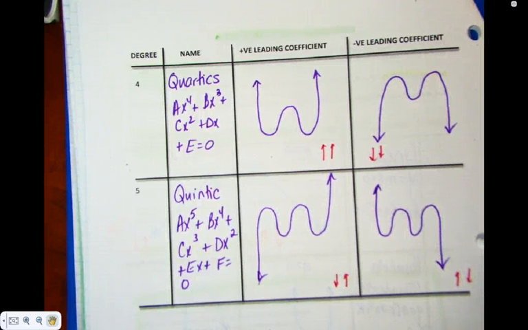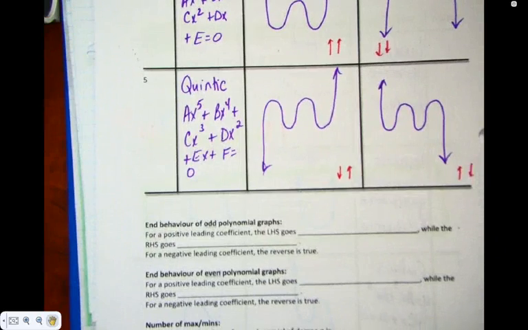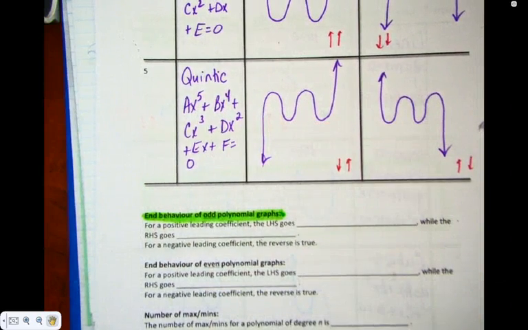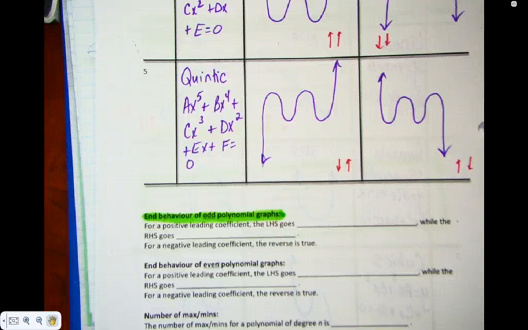What would the end behavior be? Up, down, down. How many max or mins would it have? 19. Here it is summarized in words. The end behavior of an odd polynomial graph.